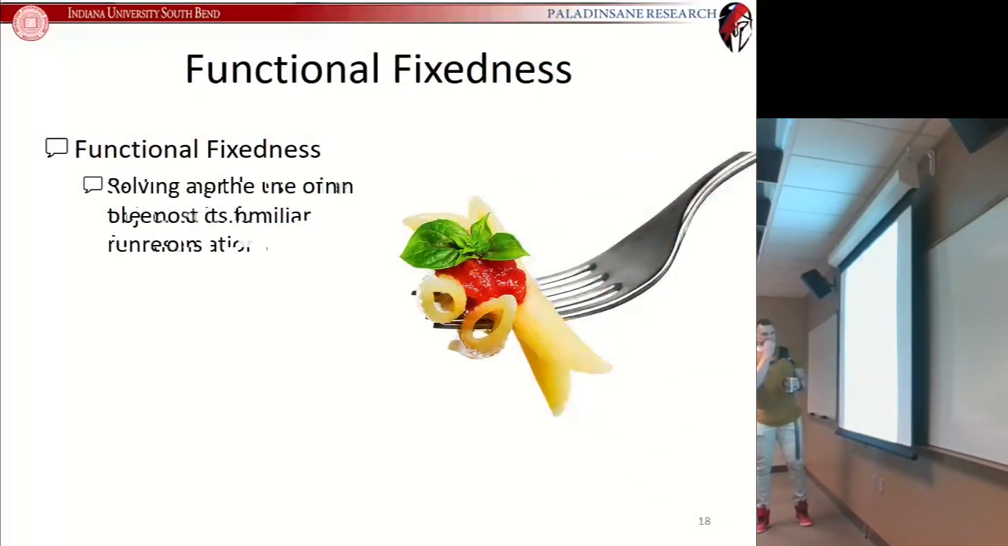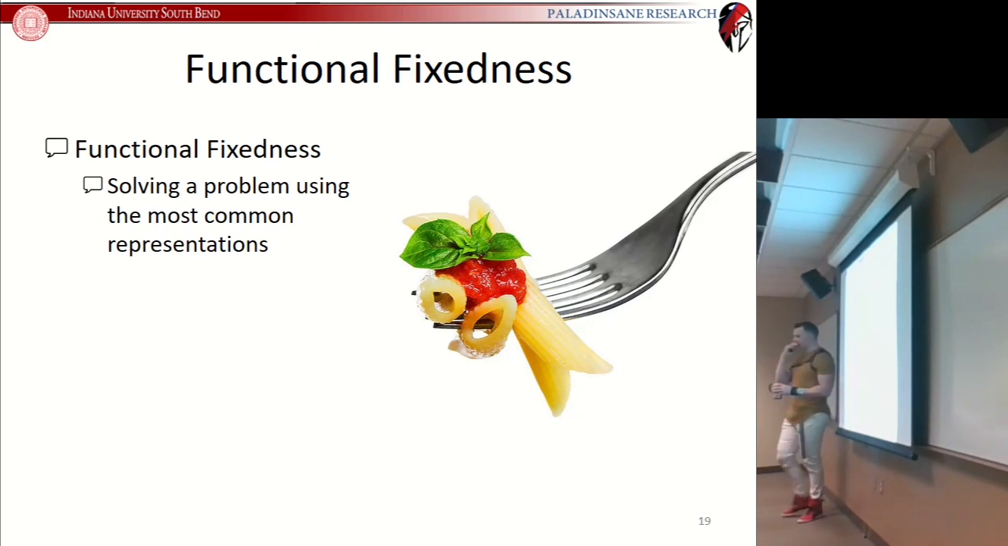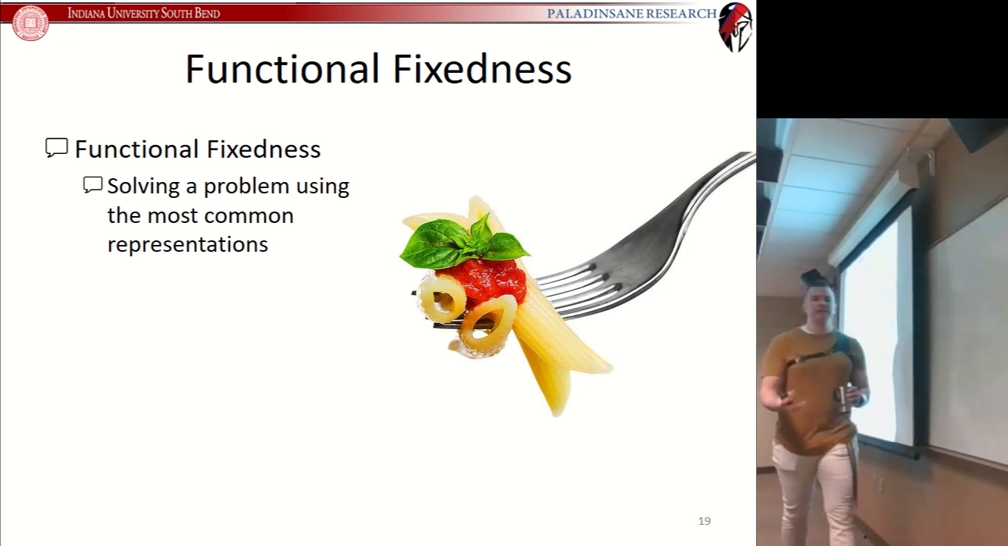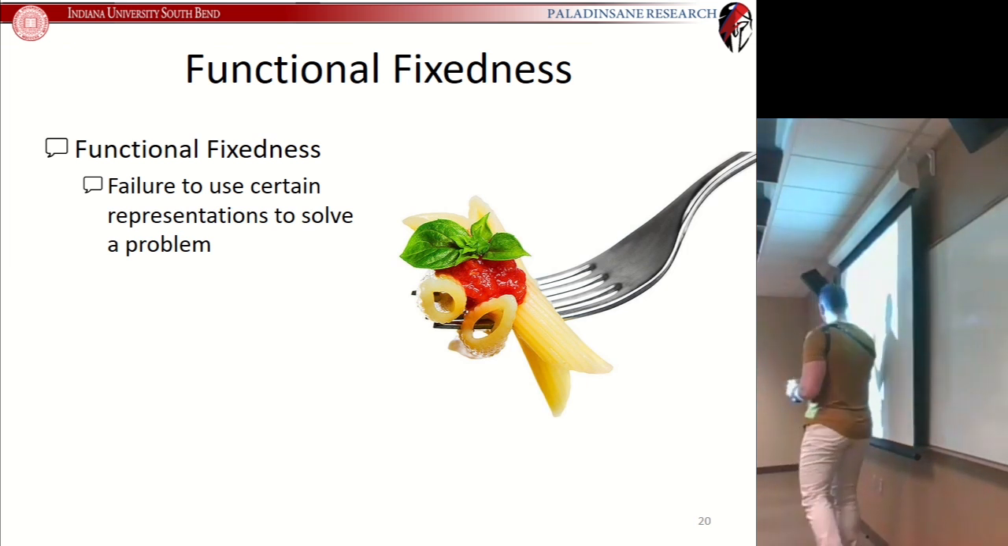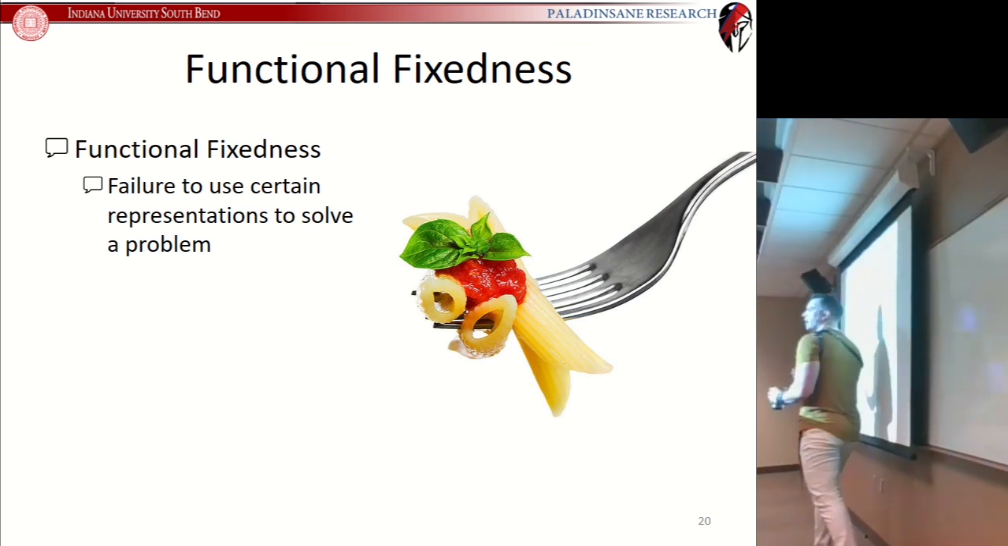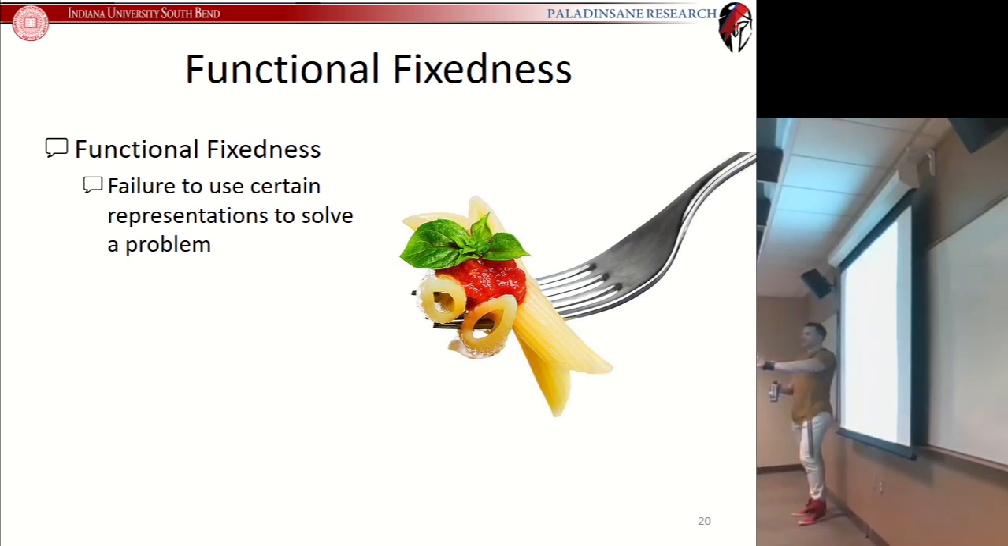So functional fixedness, to extend the idea, is where you also try to solve a problem using the most common representations. The most common ways of thinking about a phenomenon, the most common ways of using a concept. It can be extended beyond the physical realm in terms of just the most common ideas that are applied. And what this does is it gives us a failure to solve the problem because we fail to use certain representations, right? We fail to use the fork as a straight line drawing tool. We fail to use the fork as something that you can prop things up on. We fail to use the fork in any other way but a fork, and that can lead us to a failure to solve certain problems.